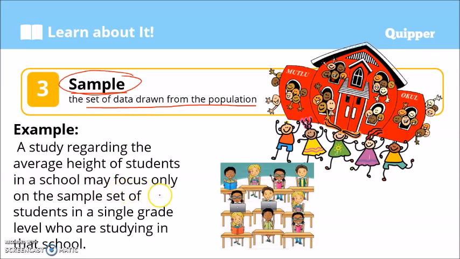It may only focus on the sample set of students in a single grade level who are studying in that school. Okay? Pwede namang hindi lahat. Halimbawa, sa isang buong high school, okay, from grade 7 to grade 10, if your study is about the average height of a particular high school, then kung marami masyado, if the population of that school is too large, then pwede namang sa isang grade level lang. Okay? Yung isang grade level lang ang kukunin. Alright? And that is considered as a sample.